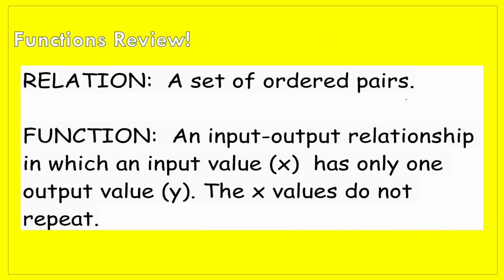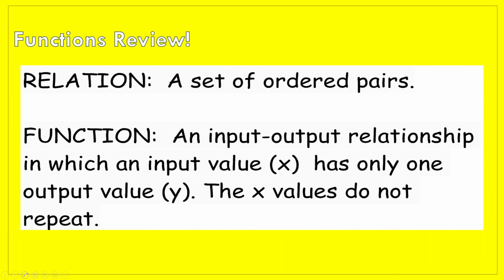A relation. A relation is a set of ordered pairs. So I could have a set of ordered pairs like 3, 6, 2, 7, 3, 1. Those are all ordered pairs, so they would qualify as a relation.